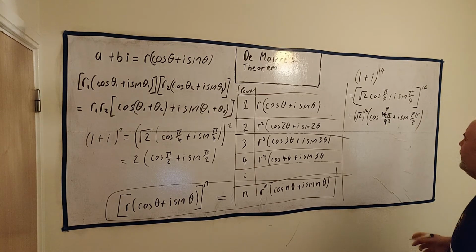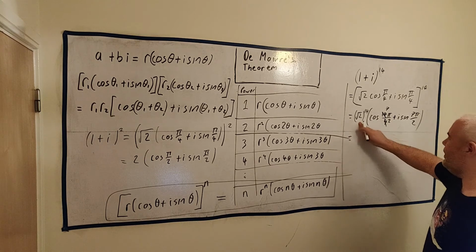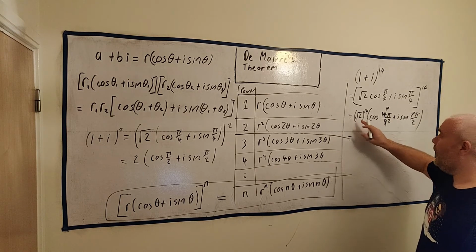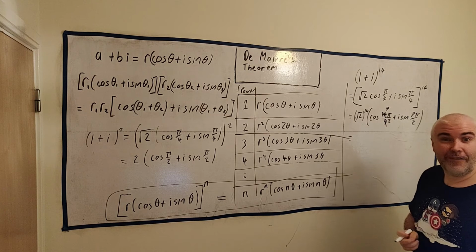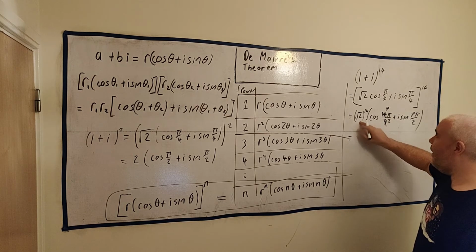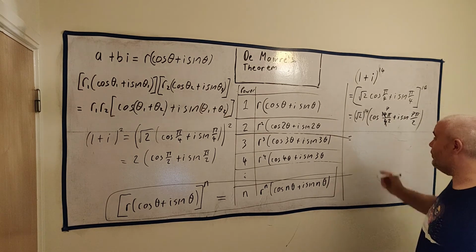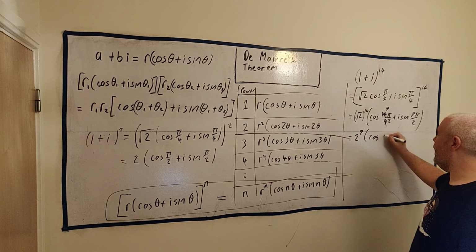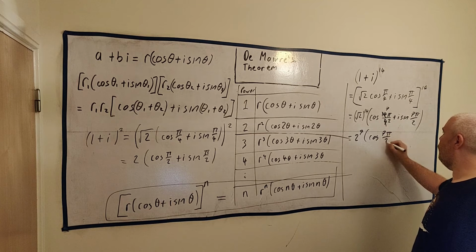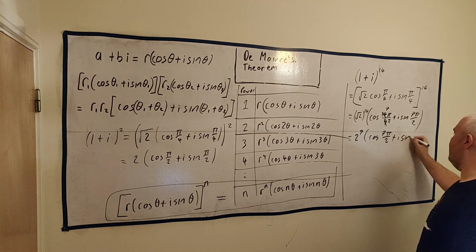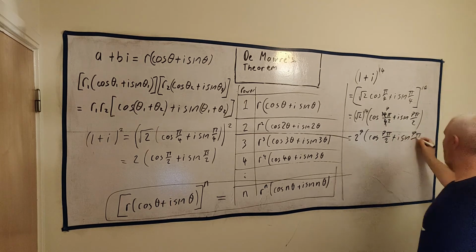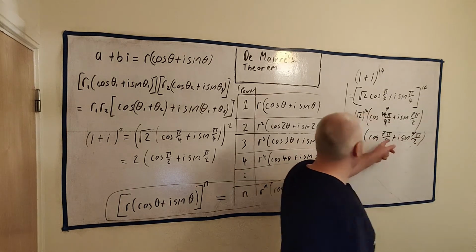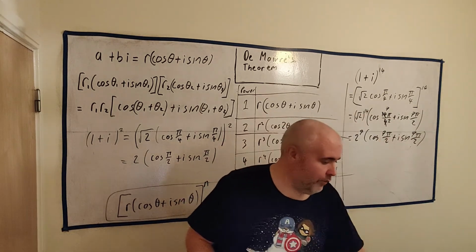It's not perfect. I don't like it too much. Well, let me clean this bit up first. Square root of 2 is 2 to the power of a half. A half multiplied by 14 is 7. So it's really just 2 to the power of 7, cosine 7 pi over 2 plus i sine 7 pi over 2. Ask yourself what's wrong with this 7 pi over 2.